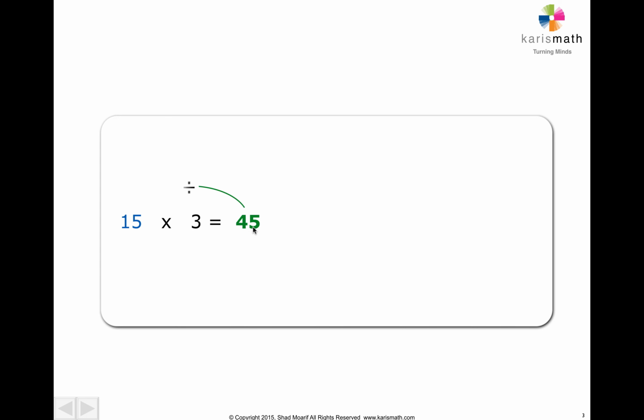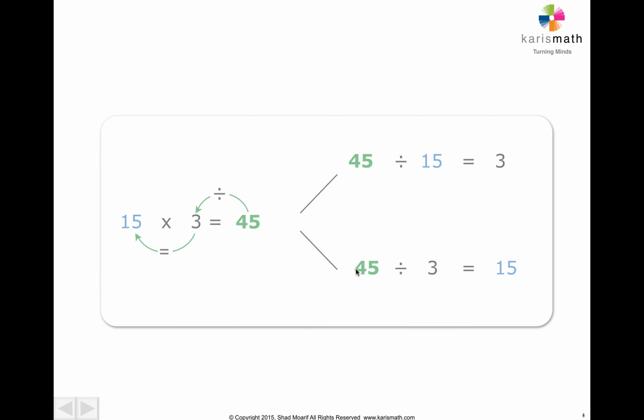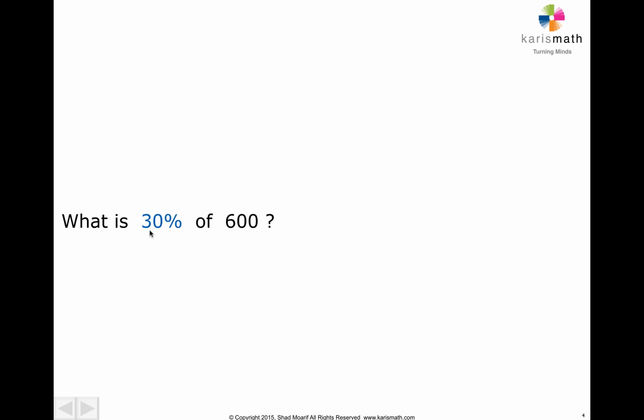Now notice there are two ways of getting two division sentences out of it. One is if you divide 45 by 15, you'll get 3. And the other is if you divide 45 by 3, you'll get 15. Now this kind of a pattern is very useful to understand, because if I write it as what is 30% of 600? Now notice 30% is 0.3, and so what we're saying is what is 0.3 times 600?